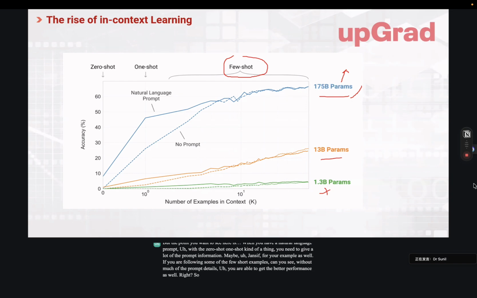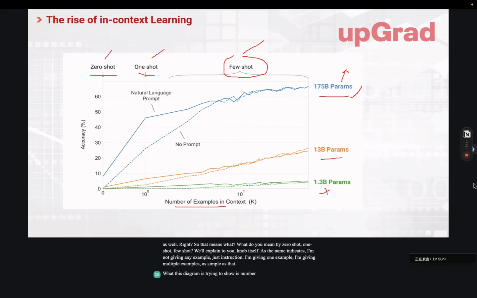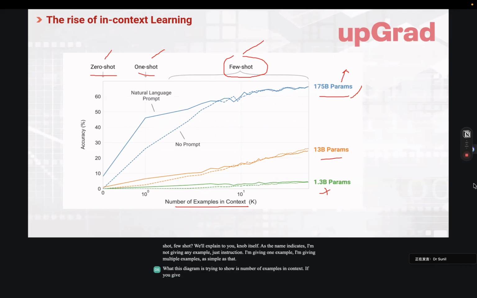What do we mean by zero shot, one shot, few shot? We'll explain now itself. As the name indicates, I'm not giving any example, just an instruction. I'm giving one example, I'm giving multiple examples, as simple as that. What this diagram is trying to show is the number of examples in context. If you give a few more examples, what does that mean?